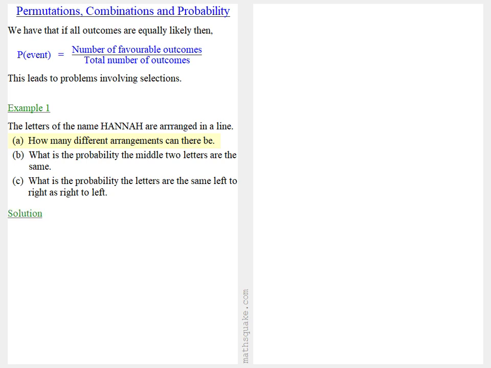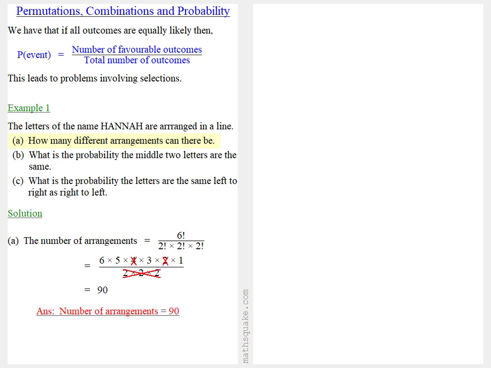Well, to solve this, there are 6 letters, and there are 3 pairs of letters that are equal. So the number of arrangements are 6 factorial over 2 factorial times 2 factorial times 2 factorial. Now this is 6 times 5 times 4 times 3 times 2 times 1 over 2 times 2 times 2, which cancels to leave 90. So the number of arrangements is 90.